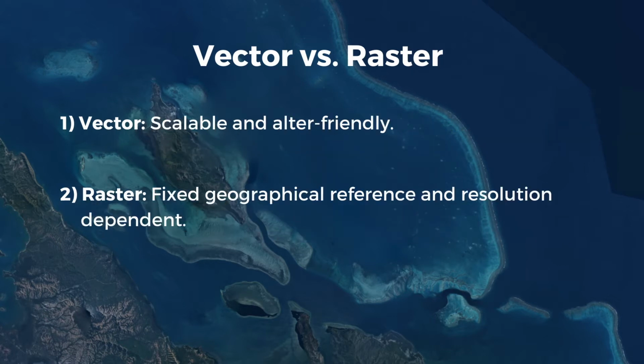A reason that some may want to transfer raster into vector data is to conduct more complex analyses. This is because vectors, points, lines, and polygons are more scalable as they can be altered in size. Contrarily, raster's pixels are fixed to a geographical reference and also have resolution dependencies, causing them to be low quality at specific extents.